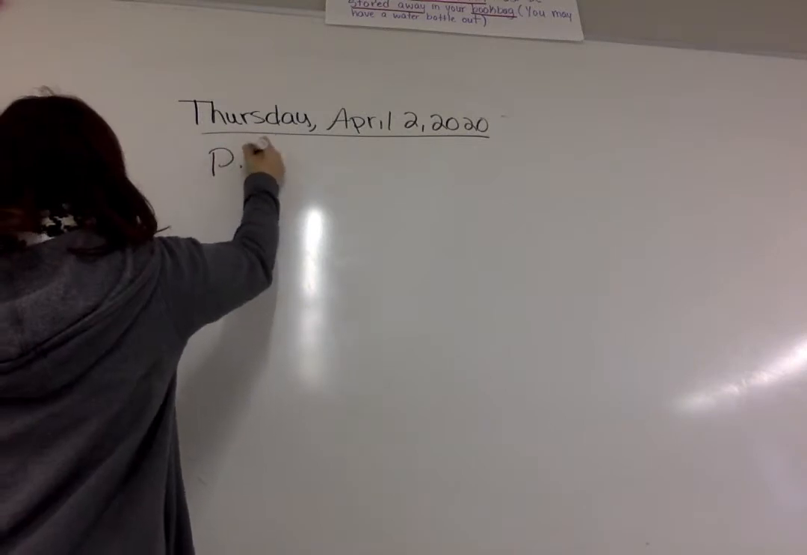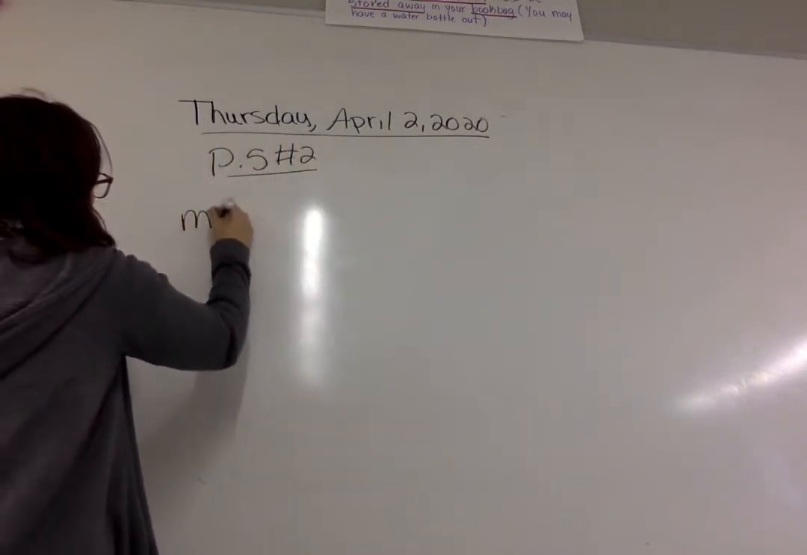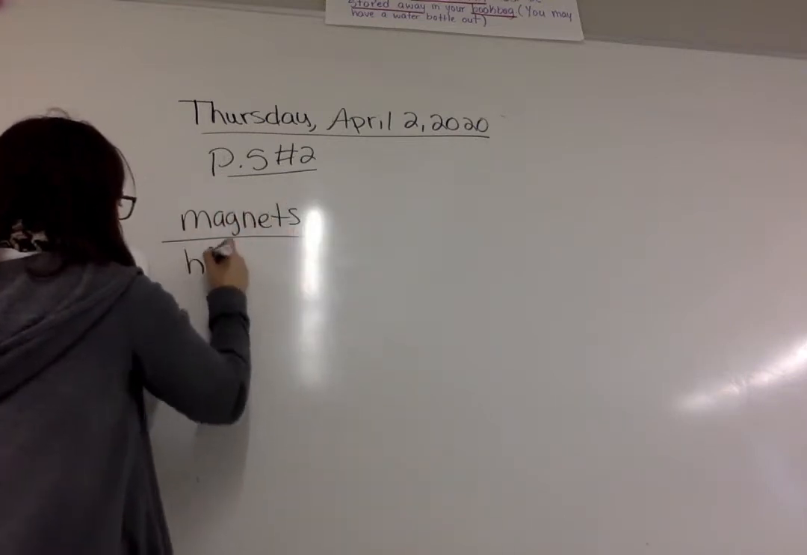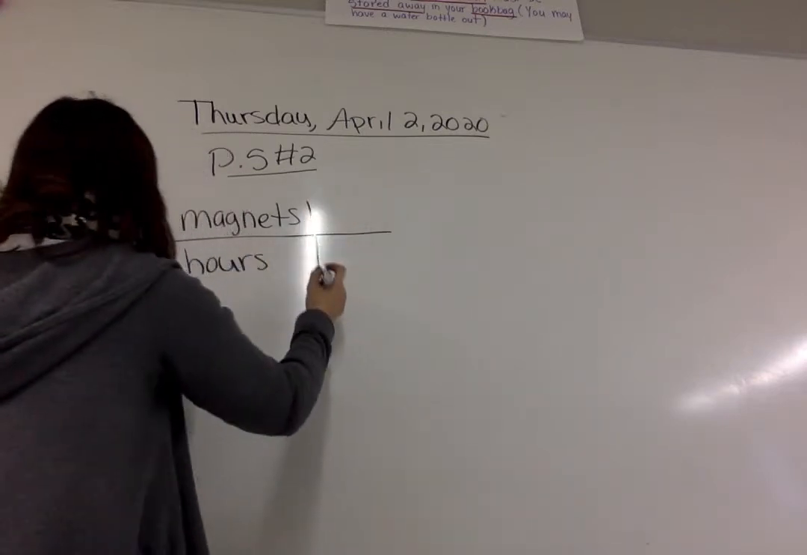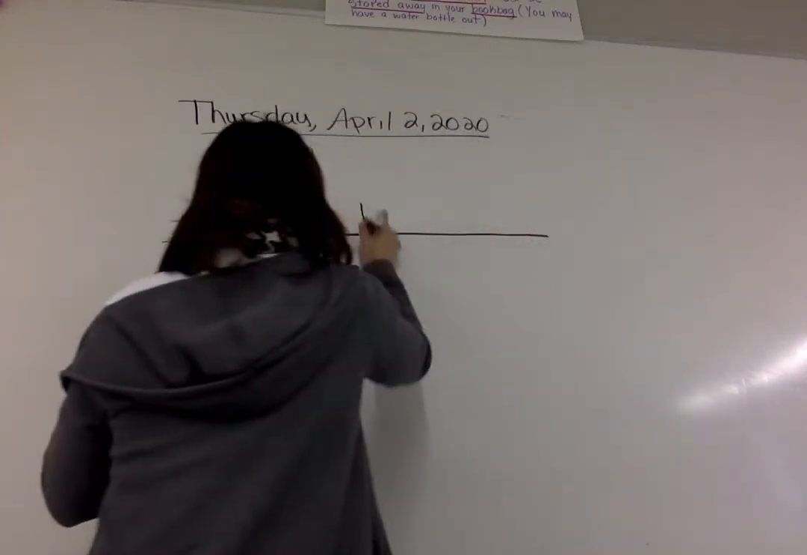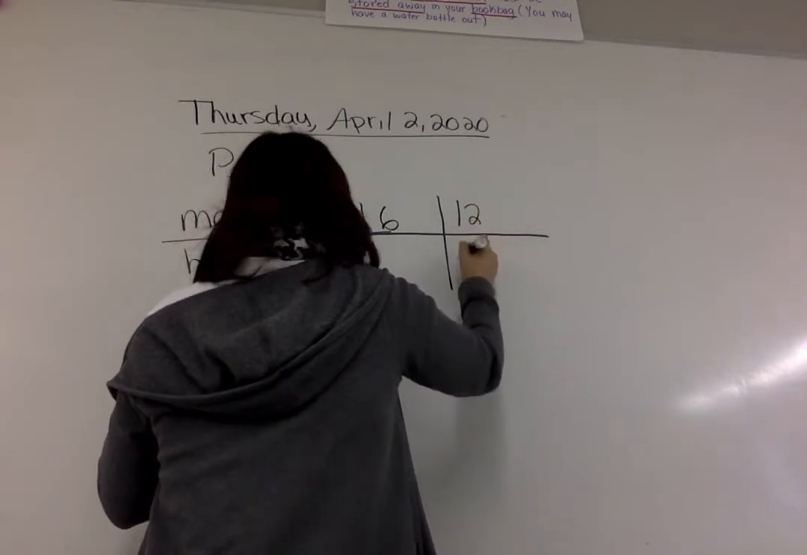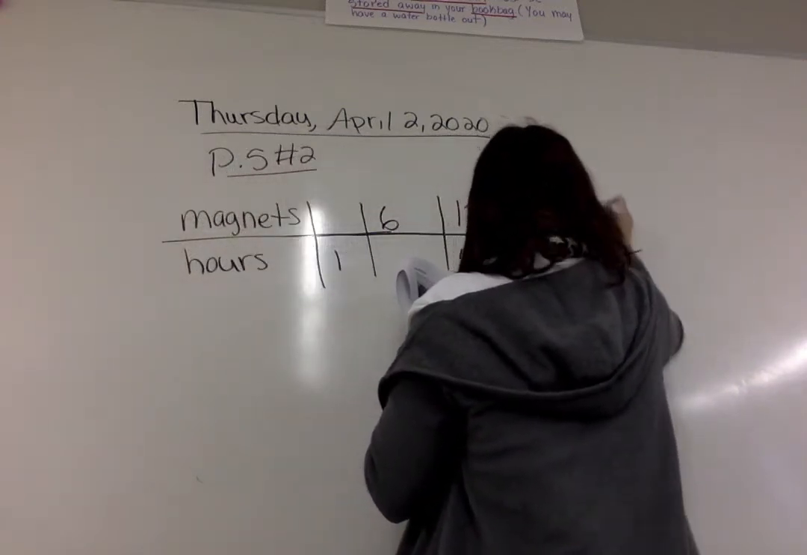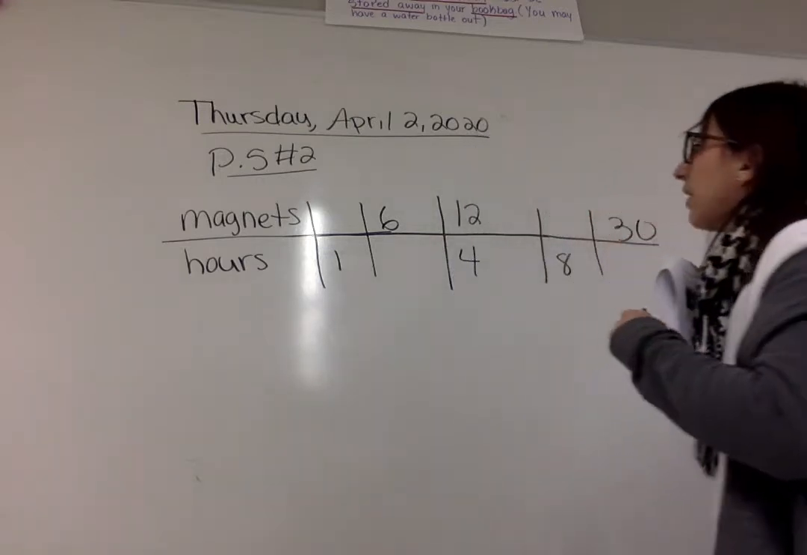So we're on page 5. Number 2. So this is what we got. We got magnets over hours. So 1 magnet is how many hours? 6, 12, 4, 8, and then 30. So we're going to figure it out.